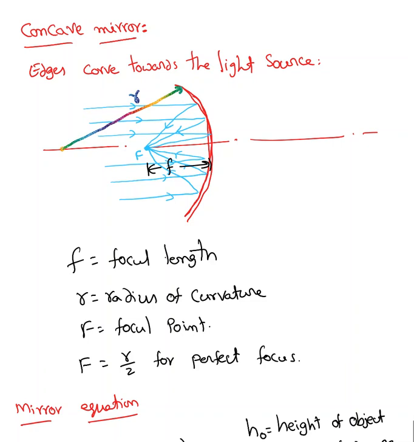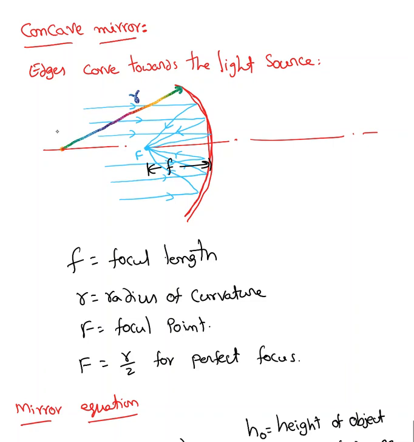Next topic in this chapter, we're going to talk about mirrors. So the first one is concave mirror. Concave mirror is nothing but where edges curve towards the light source. So here is a simple example. Assume that here is a light source.